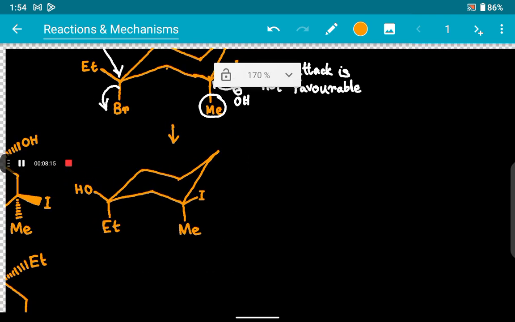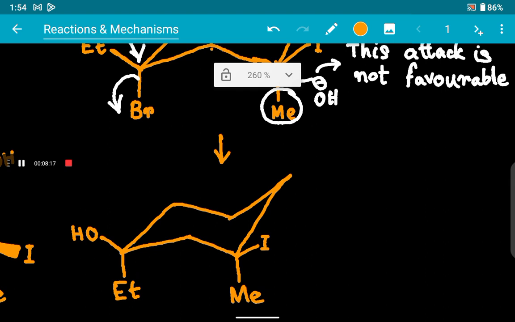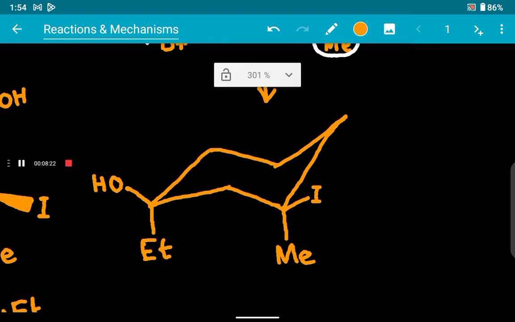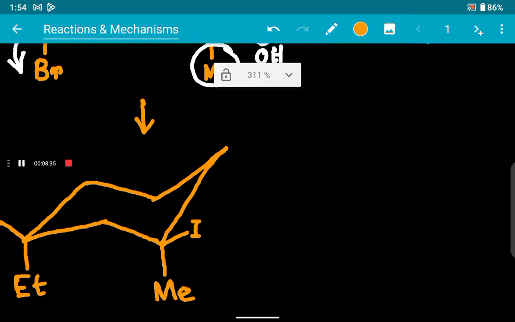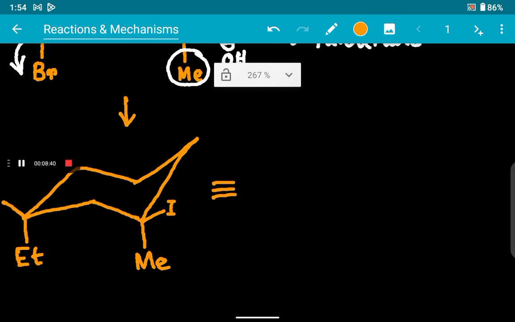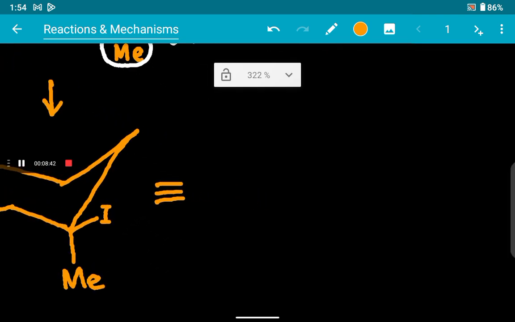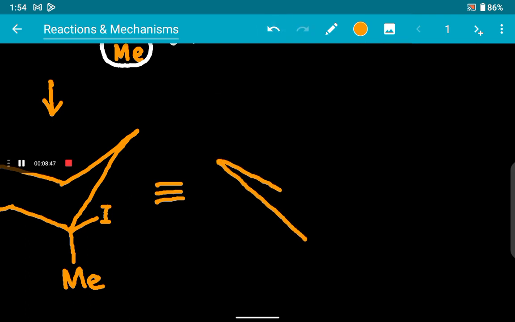Now one thing is for sure, this is our product molecule, but it is very unstable. Why? Because you have two bulky groups at the axial bond, bonded with the cyclohexane with an axial bond. So we can flip the configuration. That's another concept, flipping of configuration. And the flipping of configuration is not important. We already have our answer, but it will look like this.